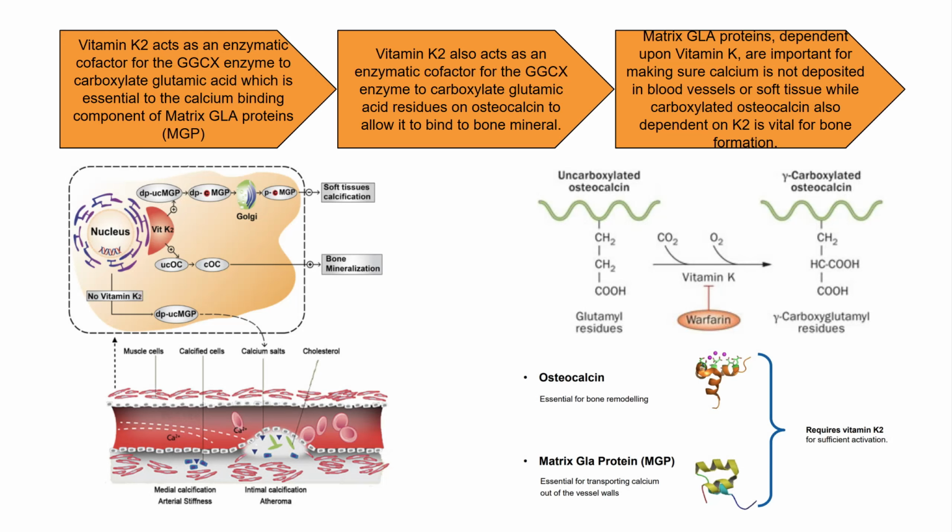So this slide is also related to vitamin K, acting as an enzymatic cofactor for the GGCX enzyme, carboxylation of glutamic acid. However, most sources credit what this slide is talking about to vitamin K2 rather than K1. But this time, instead of that gamma carboxyglutamic acid residue being attached to clotting factors, it attaches to matrix GLA proteins and osteocalcin. The matrix GLA proteins are accredited with making sure calcium is not deposited in blood vessels or soft tissue, while osteocalcin functions to encourage bone formation.